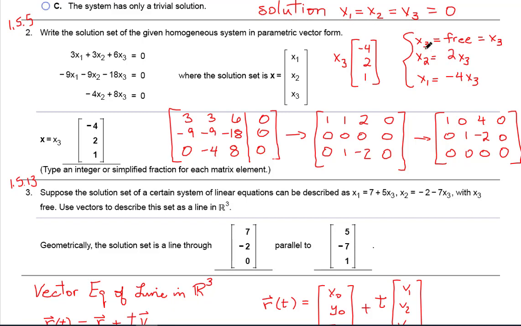So what do I see? I see that x3 is free, x2 is 2 times x3, x1 is -4 times x3. And so since x3 is free, I'm just going to call it x3. And so writing this then in parametric or vector form, it's simply x3, my free variable, multiplied by -4, 2, and 1.